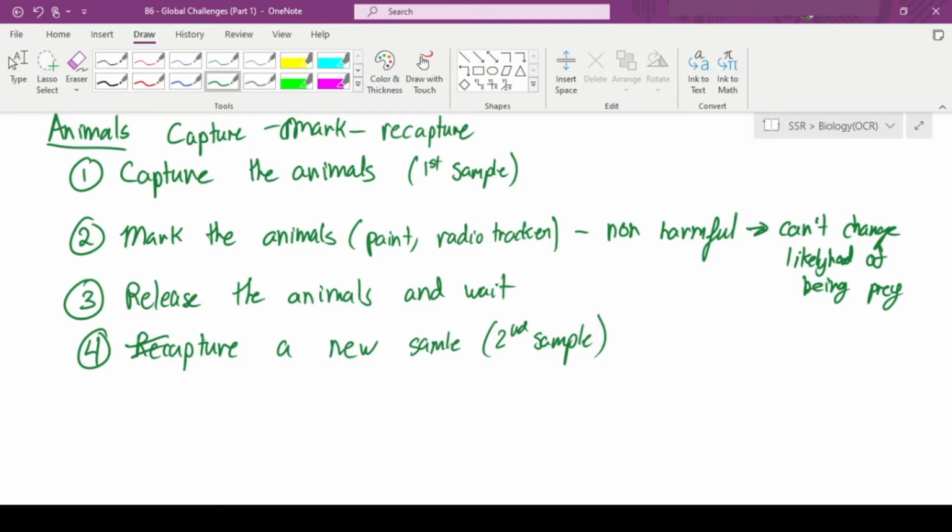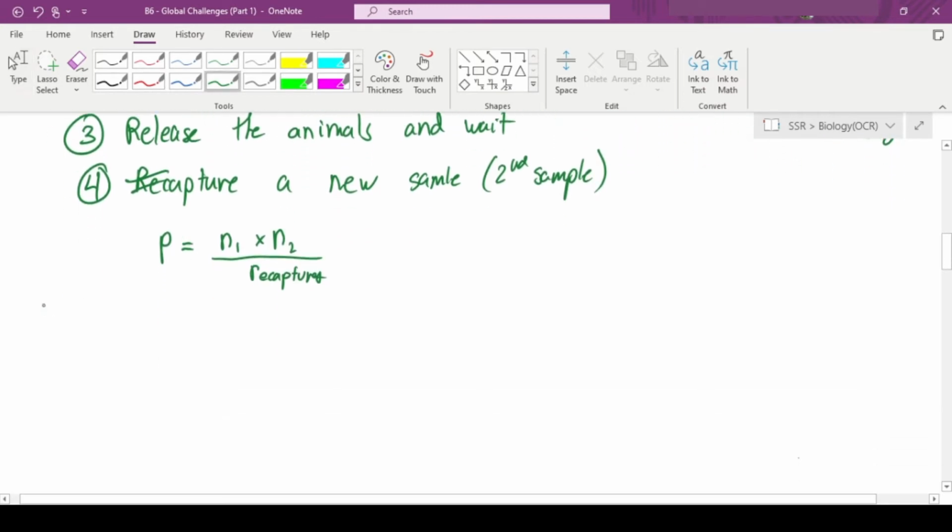Once you've got that, what you are going to do is use the formula here. So population is equal to the number in the first sample multiplied by the number in the second sample and divided by the recaptured. So if your first sample was 10, your second sample was 15, and you recaptured 6, then you'd have 10 times 15 divided by 6.